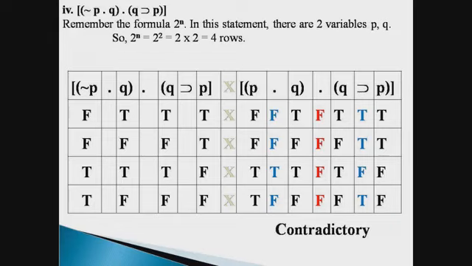All right. So we have this: negation P dot Q, dot, Q conditional P. We have P, Q, Q, P. So there are just two variables there, P and Q. So we're going to have 4 rows, because 2 times 2 will give us 4.